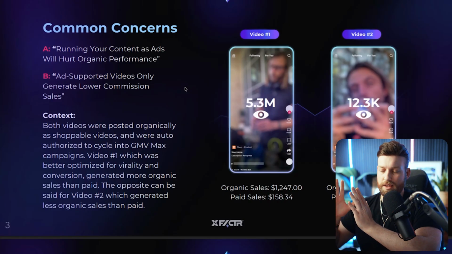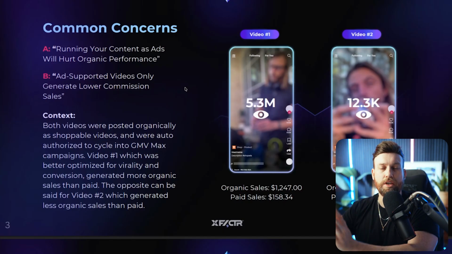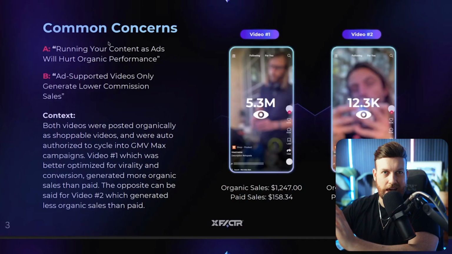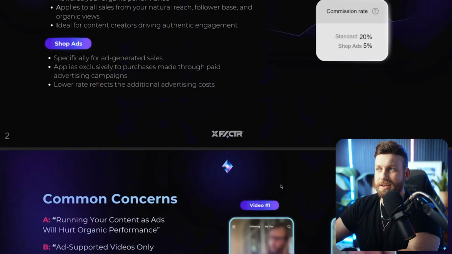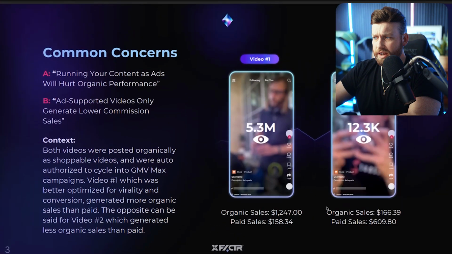If you look at the paid and the organic side, they're two different avenues. They're two different ways for the video to get views and to get promotion. And so it's not really hurting your organic performance, because you're getting views from one side and then you're forcing views with ads from the other side. That allows you to generate organic sales and paid sales, which will be distributed as commissions separately, individually, with organic sales having 20% and paid sales having 5% based on our previous standard of 20 and 5. And so for video 2, organic sales might be 166 and paid sales might be 609.